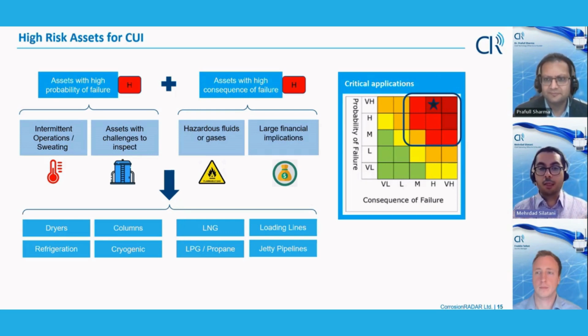And underneath them, on the probability side, we have seen a lot of requests on dryers, columns, de-ethanizers, cryogenic application, refrigeration, because I believe one of the unique capabilities of our sensors is that we can tailor them to minus 193 degrees, and we can cope with that temperature cycle. Which makes a suitable application for our technology. Or you can go for high consequence of failure: LNG, loading lines, jetty pipelines, which I mentioned.